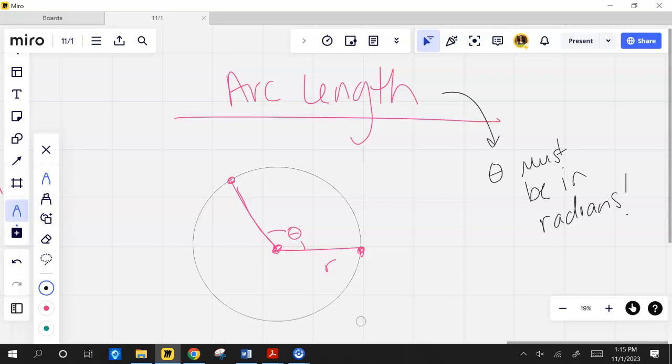All right. Arc length. Arc length is the length, it's a piece of the circumference. It's this piece right here, right across from the theta. That is the arc length.